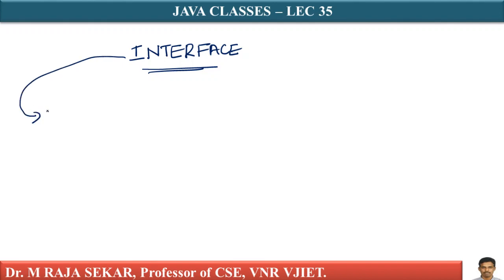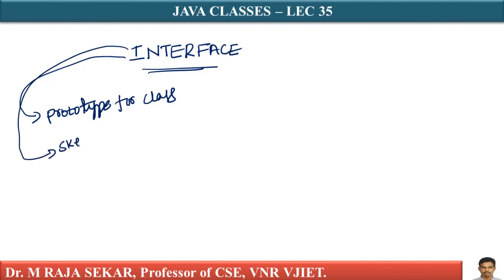I can say interface is a prototype. I will repeat. An interface is a prototype for whom? It is a prototype for a class. In other words, interfaces are skeletons. Interface is a skeleton of a class, showing what form that class will take when someone implements it.